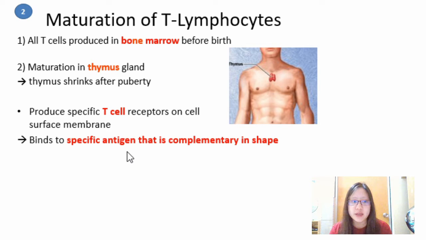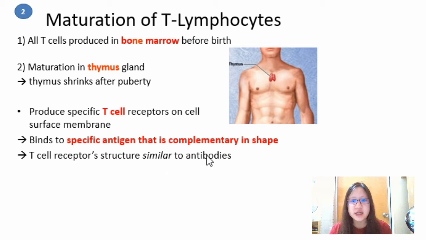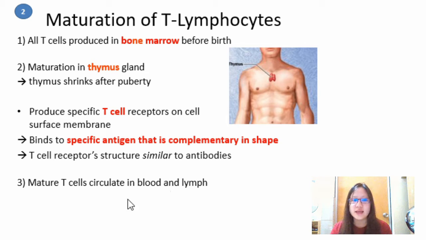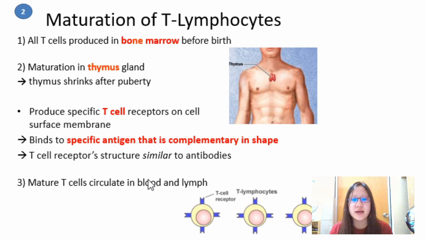Now T cell also has receptors on its cell surface membrane. It is complementary with a specific antigen. One T cell, one type of receptor, one type of antigen. Now it's very similar in structure to antibodies, but it is not quite called the antibody receptor. So please be careful. T cell receptors are called T cell receptors, not antibody receptors. Now after maturation, only then it can circulate in the blood and lymph.